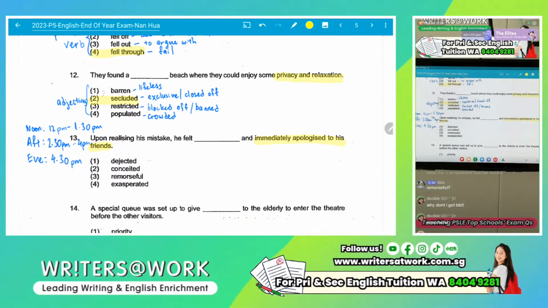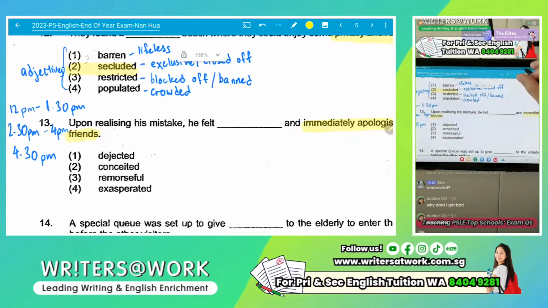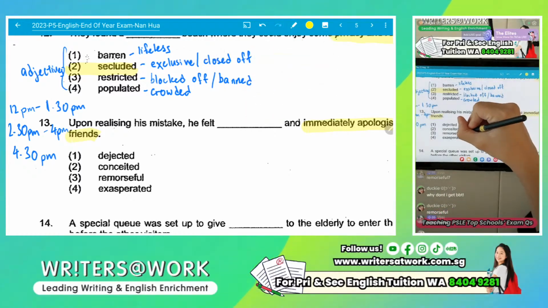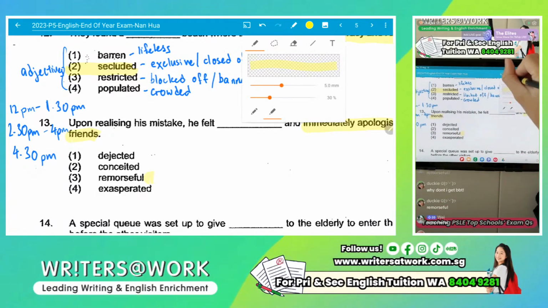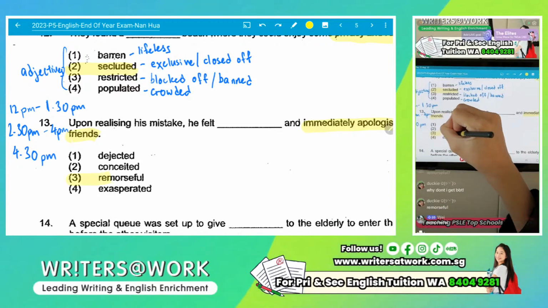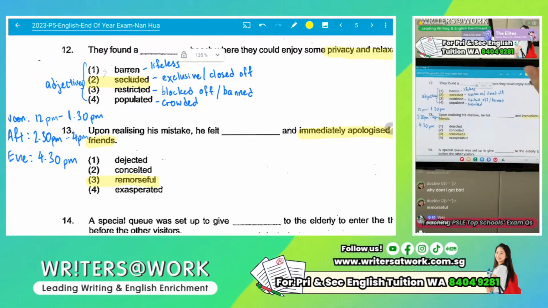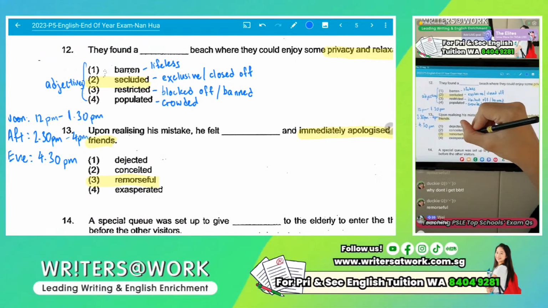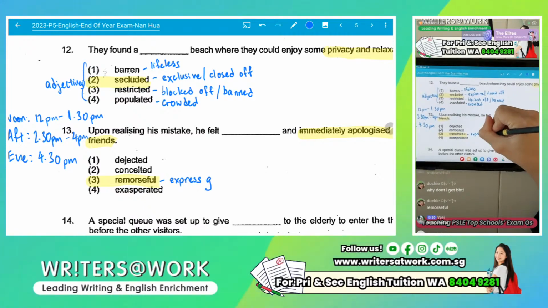It would be remorseful, right? To express remorse. To be remorseful is to express regret or guilt over a wrongdoing you have committed.